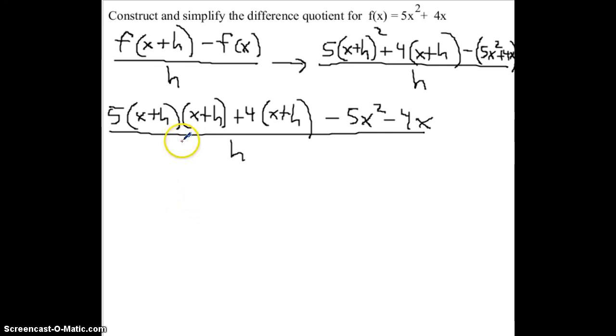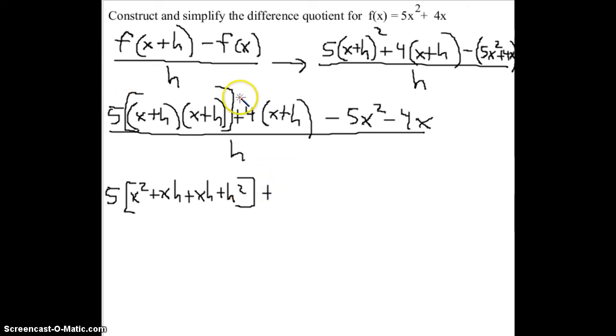First thing I would probably do is use the FOIL method. So right here, I'll put it in brackets, I'm going to use the FOIL method and simplify that. So it would be 5 times, in brackets, x squared plus xh plus xh plus h squared. Does everybody see here what I did? I did x times x, which is x squared, x times h, which is xh, x times h here is xh, and finally h times h is h squared.